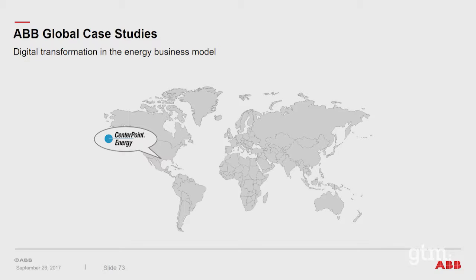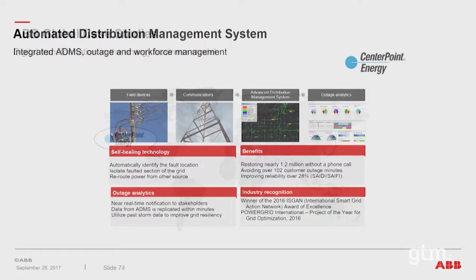The second example that we have is CenterPoint in Houston. CenterPoint is just a distribution company. It doesn't own any assets. It's basically the distribution system operator. And we deploy our systems for the field devices, the communication network, all wireless, the advanced distribution management system, and the outage analytics to provide advanced analytical components and predictability.